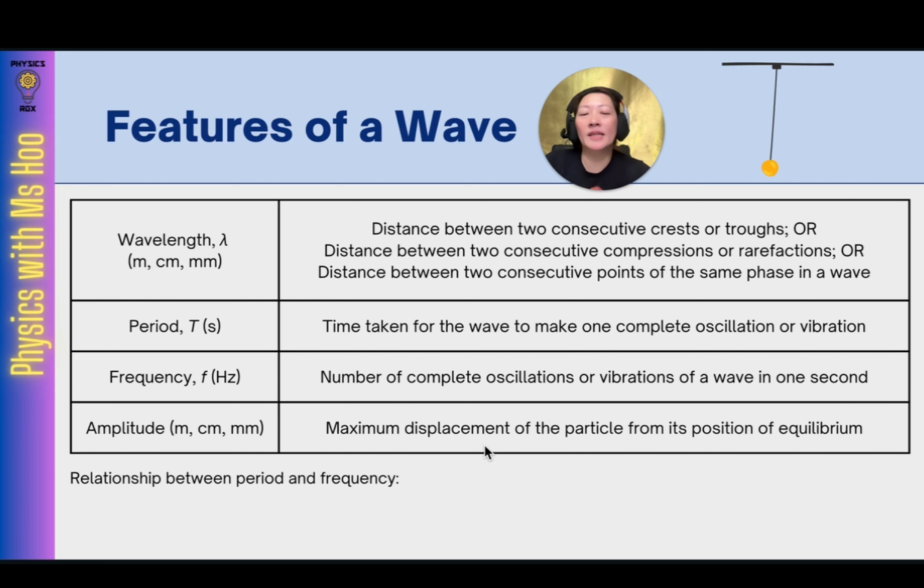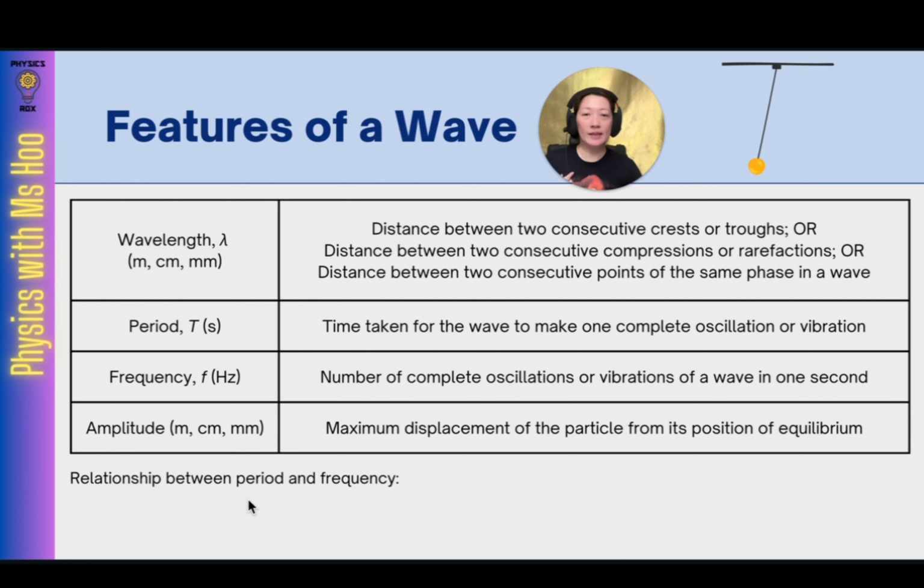Amplitude is the maximum displacement of the particle from its position of equilibrium. Because amplitude is a type of length, it could be measured in meters, centimeters, or millimeters. Now we will take a closer look at all of this in the following slides in terms of the transverse and longitudinal wave. For now, let's just go through the relationship between period and frequency.